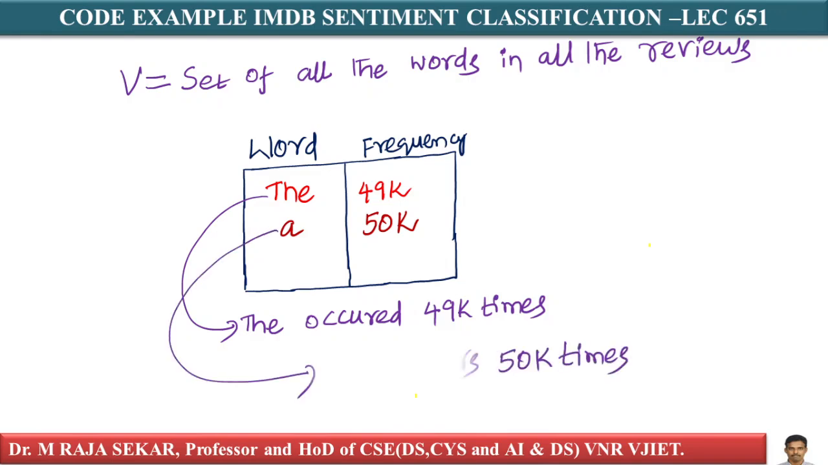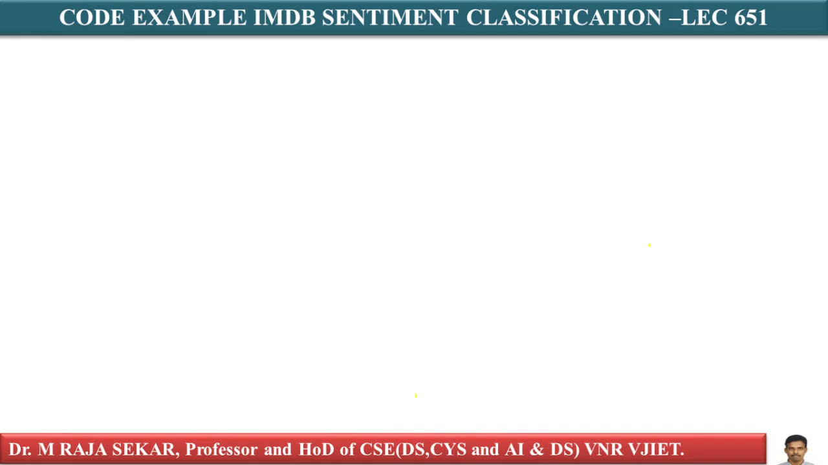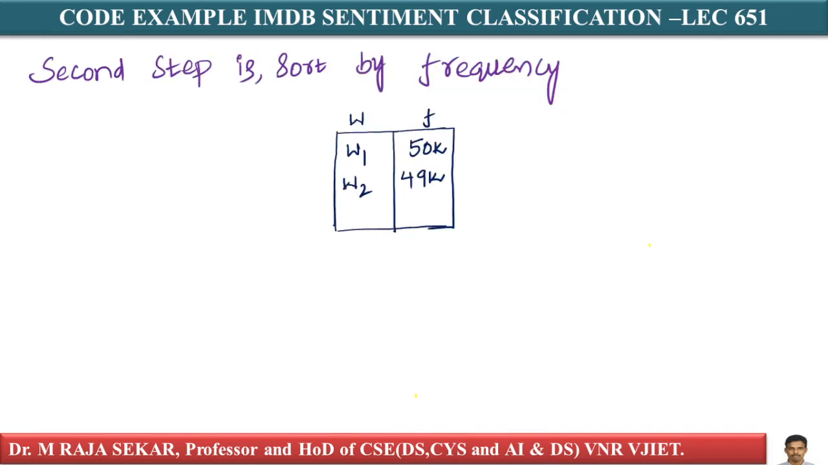The first step is to compute the frequency. The second step is to sort by frequency. So you basically get a table where you have words here and frequencies here. Let's say word 1 has a frequency of 50,000, and word 2 has a frequency of 49K. This is descending order of frequency.